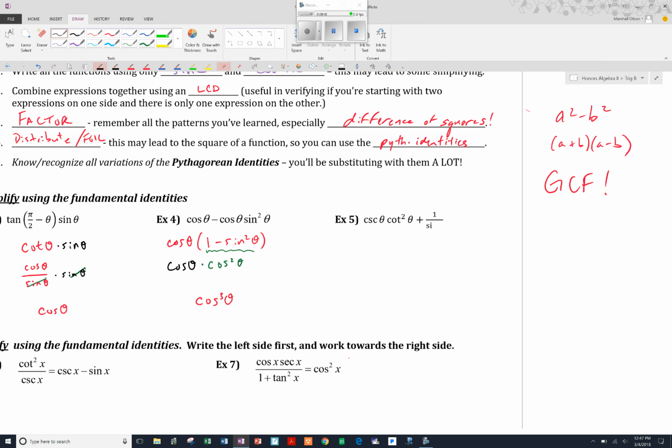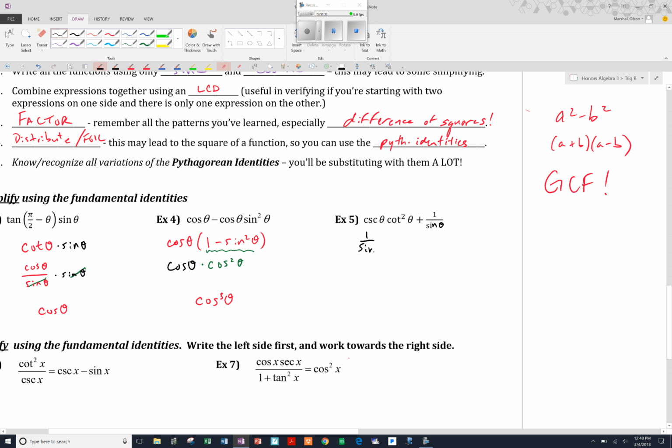And our last problem here, mine got chopped off. That should be a sine of theta. There's no GCF to pull out right now. I guess there could be. We could turn that into cosecant and then pull that out. I'm going to do this a little bit different way though. I'm going to change everything into terms of sine and cosine.